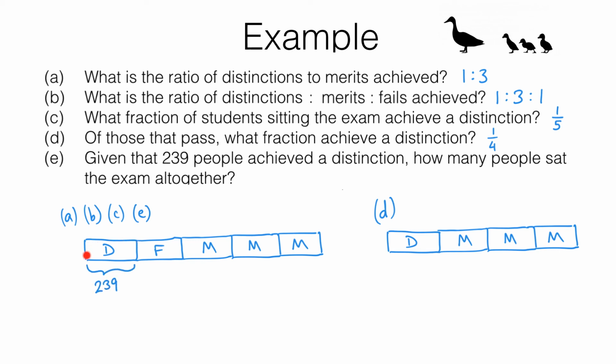Now remember, each box is supposed to represent an equal number of people. So if this is 239, then the total number of people who sat the exam is 5 lots of 239. And if you work that out, you'll see that 5 multiplied by 239 is 1,195. So 1,195 people sat this exam altogether.